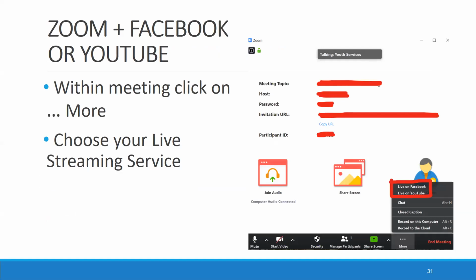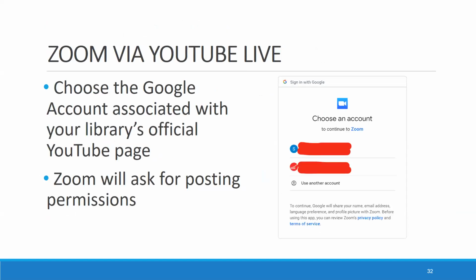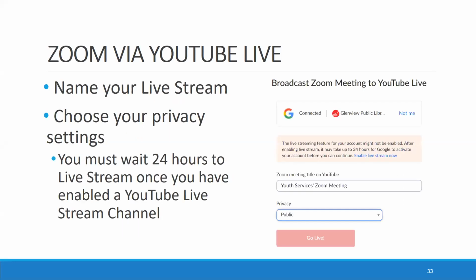Basically, it's the same exact thing going YouTube live. Again, the only difference with YouTube is it's run through a Google account. So if you don't already have a YouTube page or a Google account associated with your library, you will have to make one. And you do have to do it at least 24 hours in advance before you can start live streaming. And then once you have everything set up the way that you want, you name the meeting title and it'll start streaming straight to your YouTube channel.